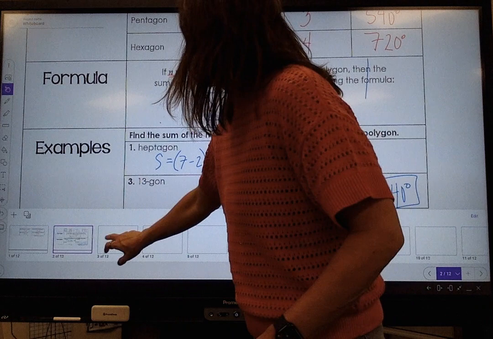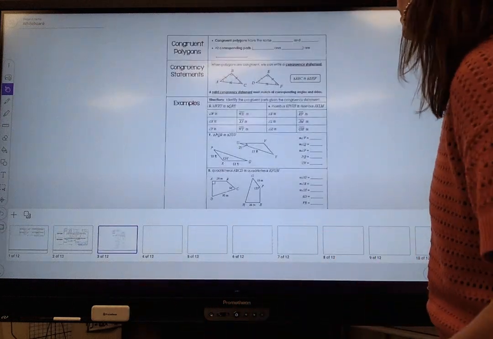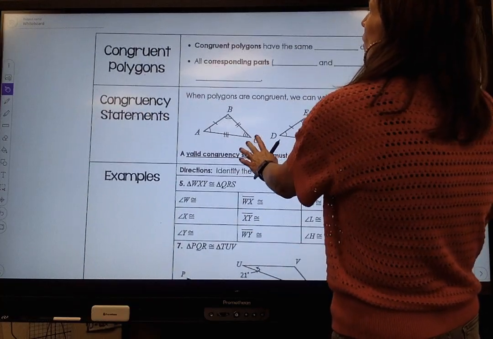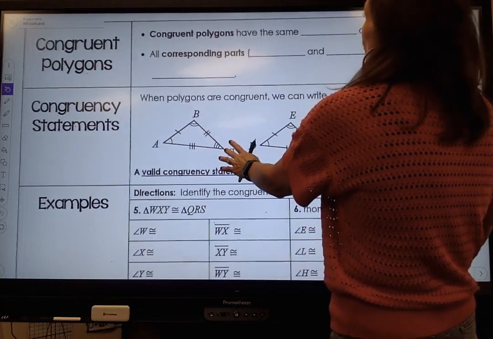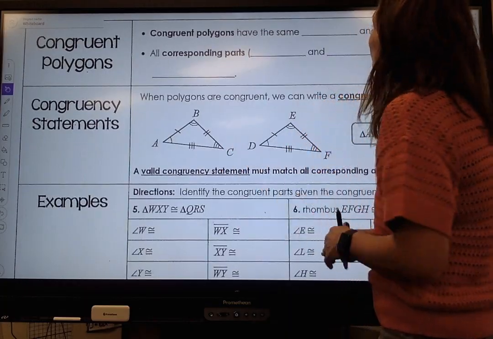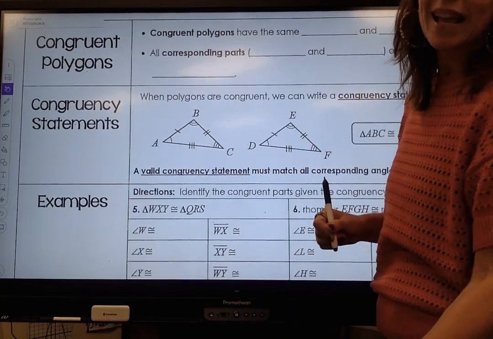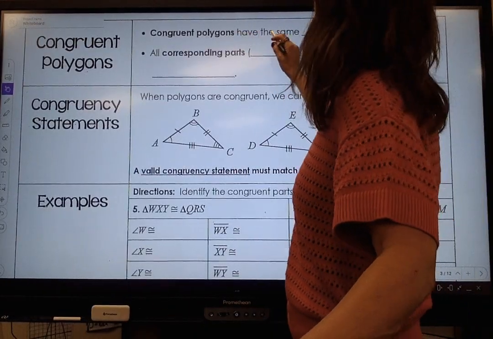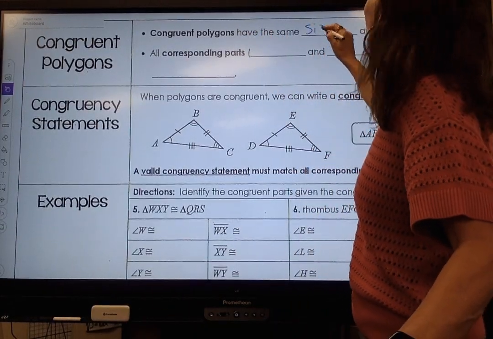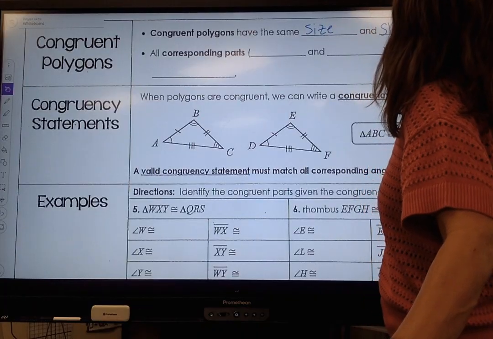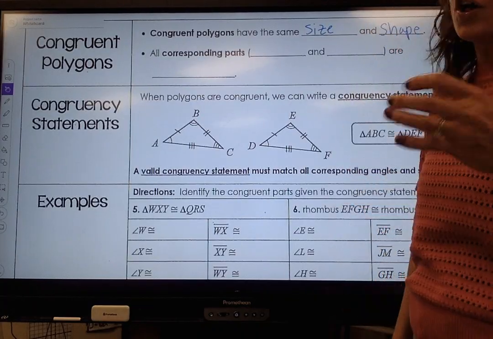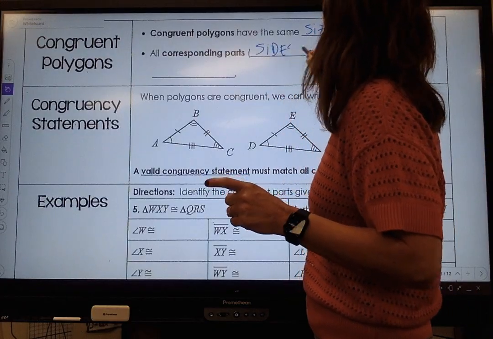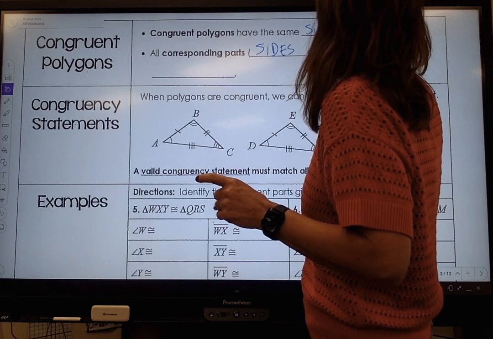Let's go to the next page and take a look at this congruency statement. All right. Congruent polygons. What are congruent polygons? They have the same angles and sides. Okay, so they have the same size and shape. Same size and shape. And all corresponding parts, sides, and angles are equal.